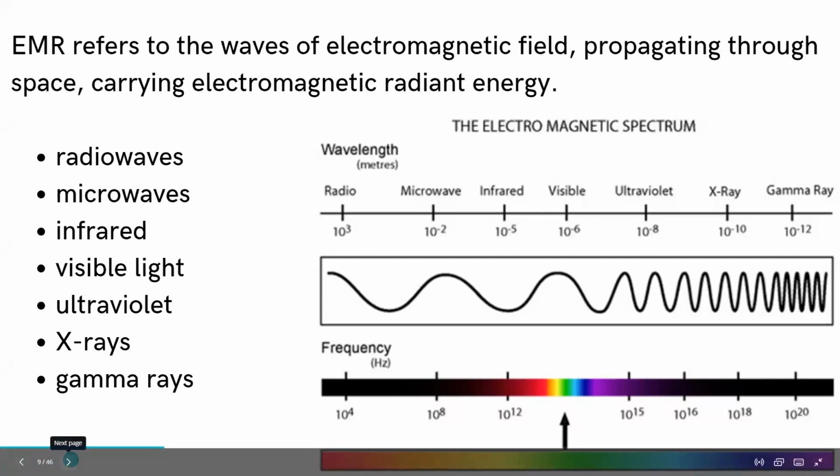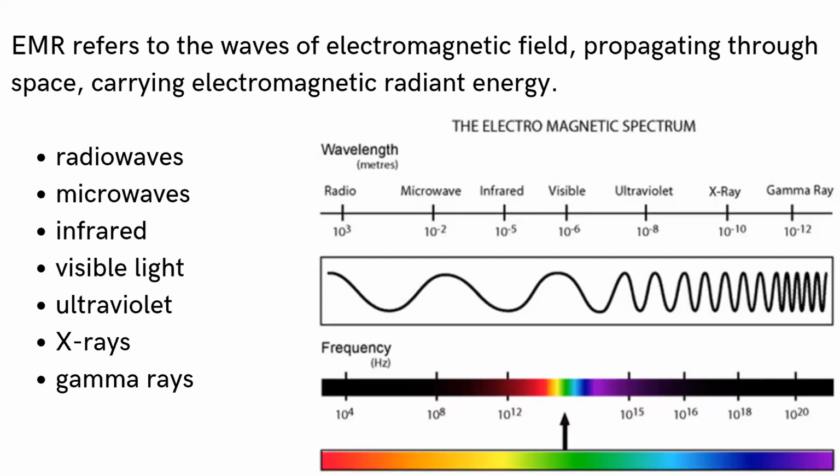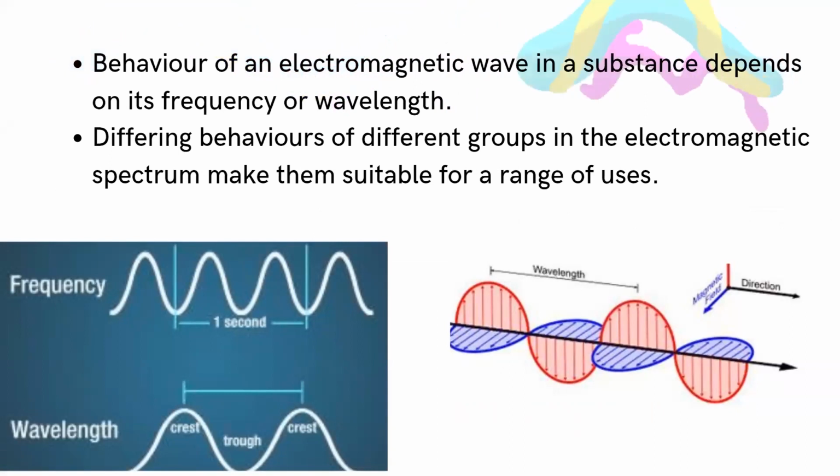Now, how does an electromagnetic wave behave? The behavior of an electromagnetic wave in a particular substance will depend upon its frequency or wavelength. I know you have an idea about what is frequency and what is wavelength. In this diagram, you can see that the distance between consecutive peaks of the wave, either the distance between crests or between troughs, is called the wavelength. Frequency is the number of waves in a particular time. So the behavior depends on these two factors: frequency and wavelength.